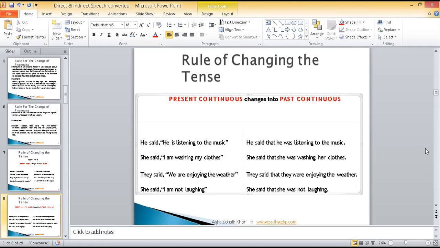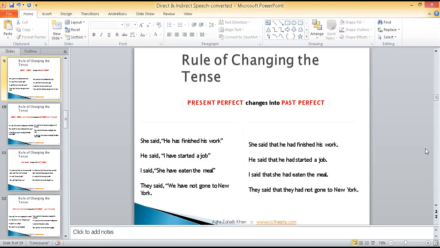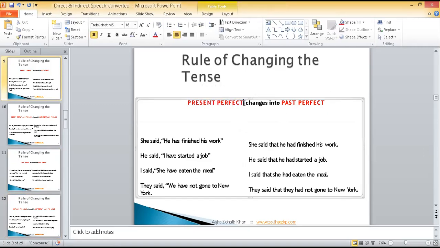Okay. Now let's come to perfect. Present perfect changes into past perfect. He said, "He has finished his work." He said that he had finished his work. Remember one thing, we identify perfect with has and have, and we need to change it into had. So that's how we make change in terms of content making. Simply when you see has, have, turn it into had, the rest would remain as it is. For example, she said, remove inverted commas, you are doing it everywhere, that he, and then has changes into had, finished his work. And then again have changes into had, he said that he had started a job.